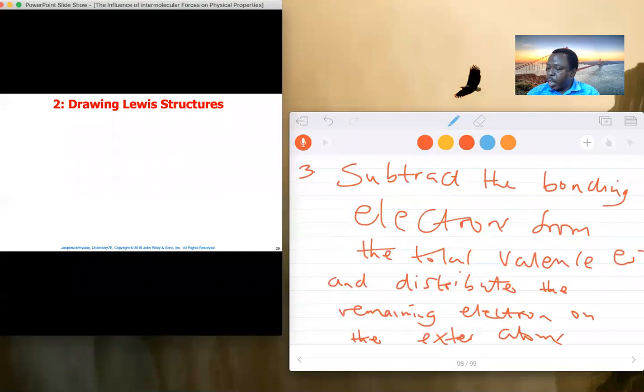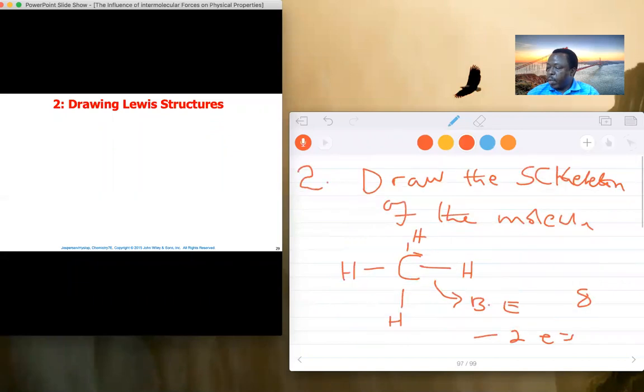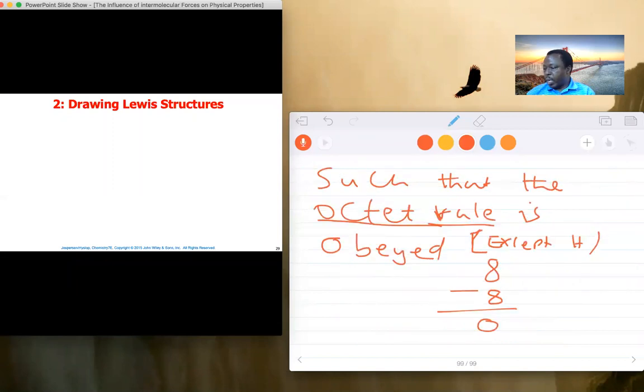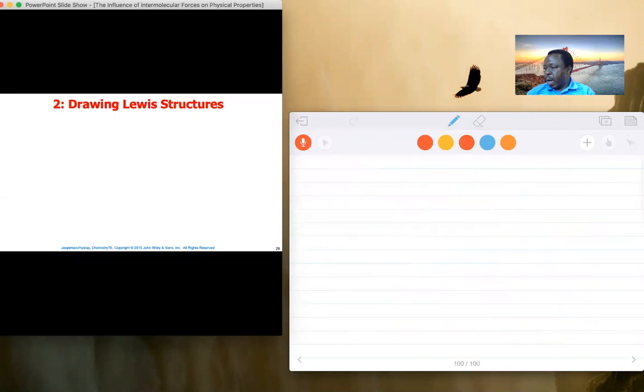If this was any other element, I would keep the remaining electrons. Having done that, you now convert your lines to dots, and I have that as my Lewis dot structure for methane.